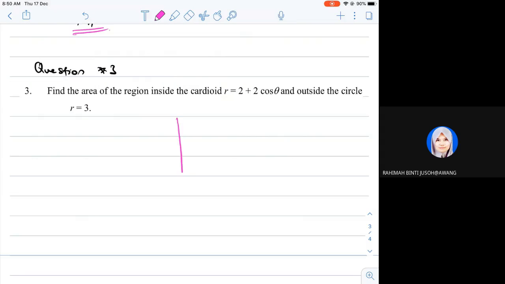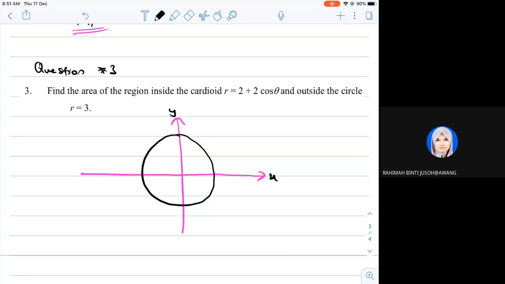Let's say we start with the circle because the circle is much easier. Just draw a circle. All right, so we have this x-axis and y-axis, of course. We have a circle with radius 3. Let's say this is the circle. Now this is 3. Okay, guys, we have this cardioid. This cardioid is symmetric to which axis? We have cos. So which axis, x or y? X-axis. Okay, good. And then we have plus here. Should it be right or left?